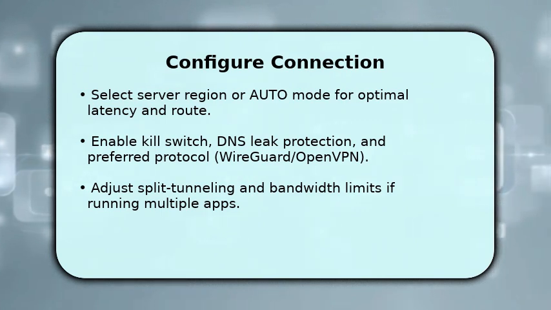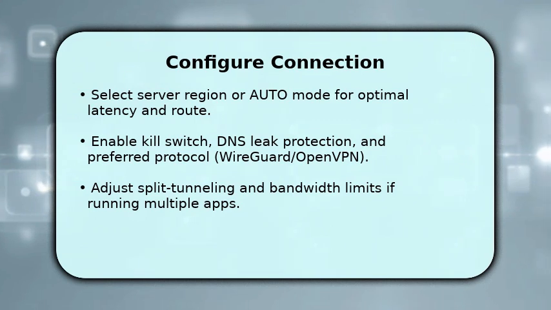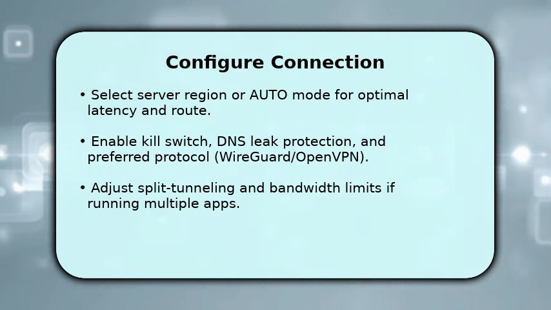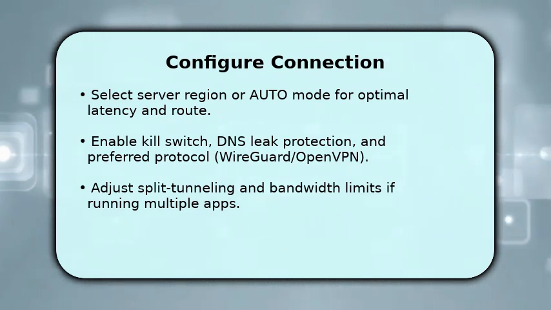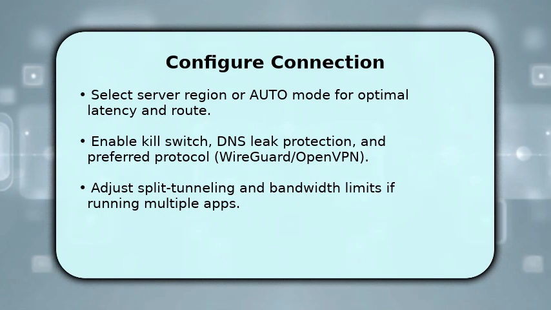Once set, fine-tune split tunneling so only chosen apps use the VPN, and set bandwidth limits if you share a connection. These choices balance privacy, speed, and app behavior for your use case.